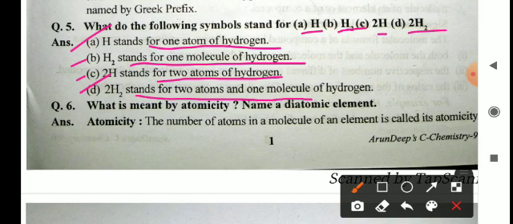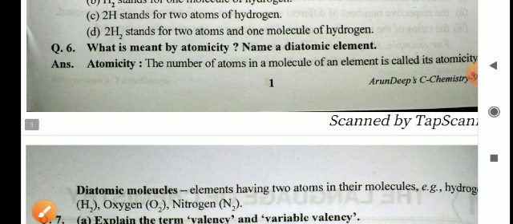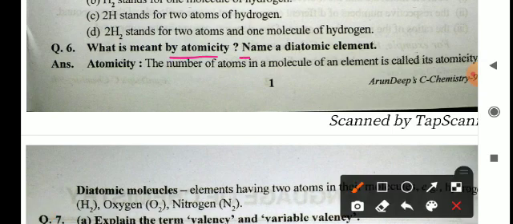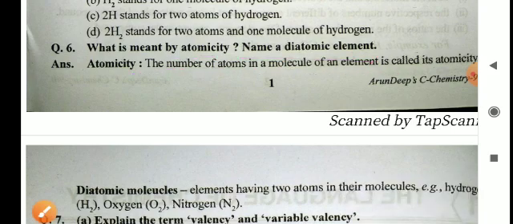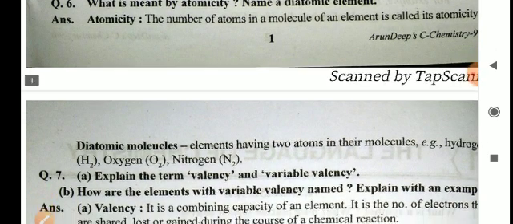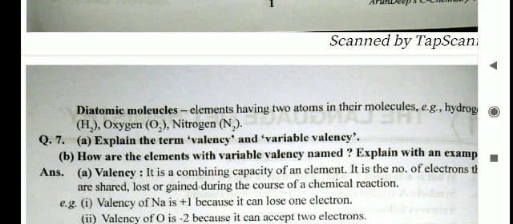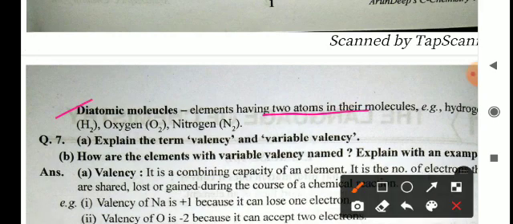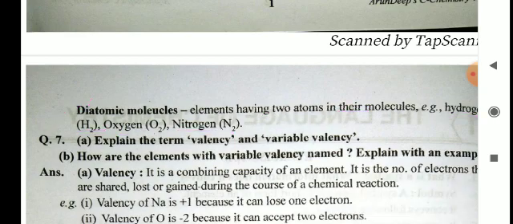Next, what do you understand by atomicity, and name the diatomic elements. The number of atoms in a molecule of an element is called atomicity, or the number of atoms present in a molecule is called the atomicity. For example, diatomic molecules have two atoms in their molecules. For example, in hydrogen H2 there are two hydrogen atoms, in O2 there are two oxygen atoms, and in N2 there are two nitrogen atoms. So these are diatomic molecules.